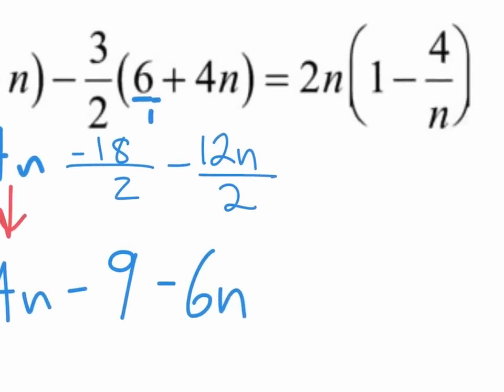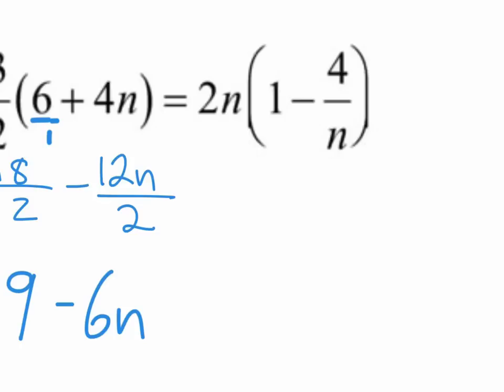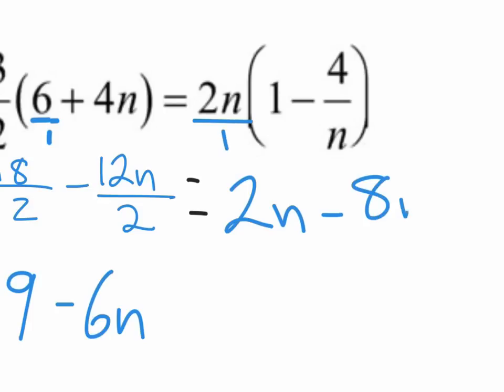Let's shift over to the right side. We're going to be doing a little bit more distribution. We're going to multiply 2n into 1 and then 2n into negative 4n's. What exactly does that look like? Well, 2n times 1 is going to give us 2n, and then 2n, or 2n over 1, is going to give us negative 8n over n.